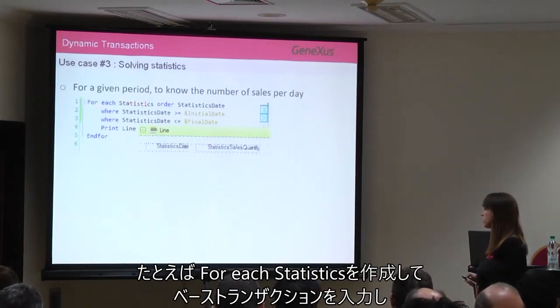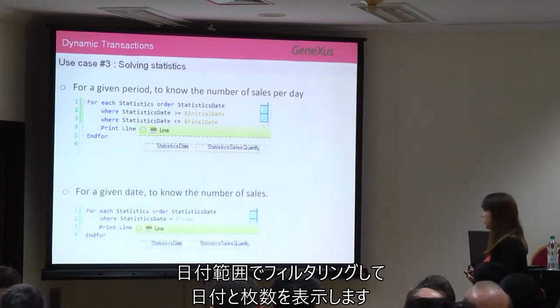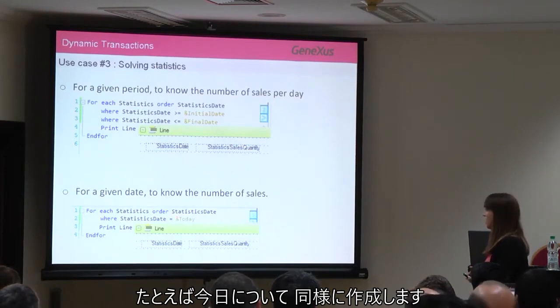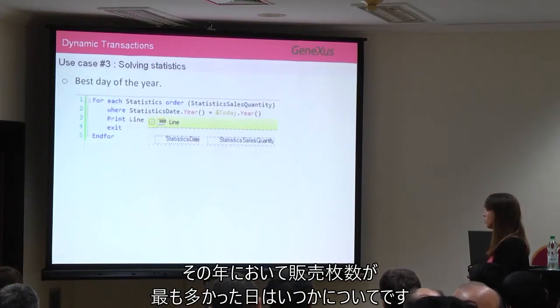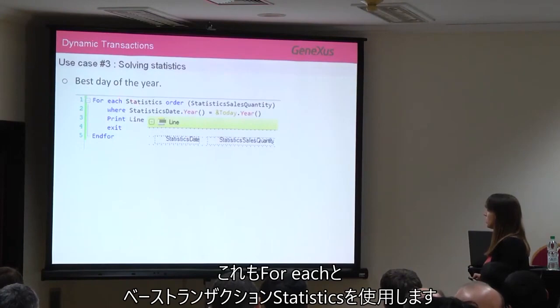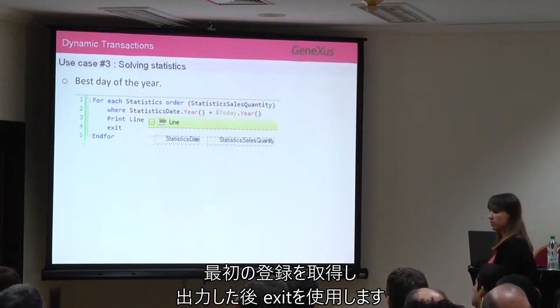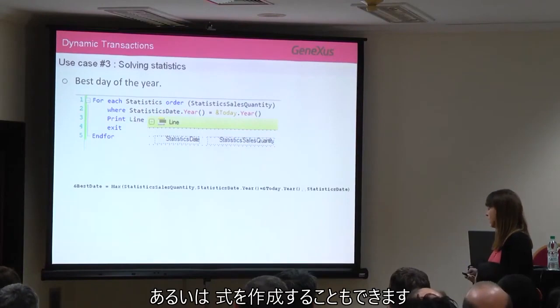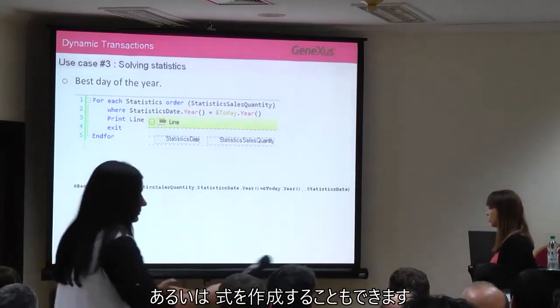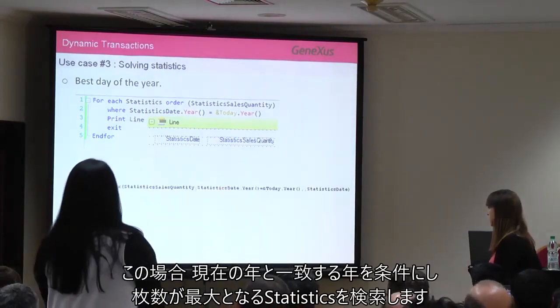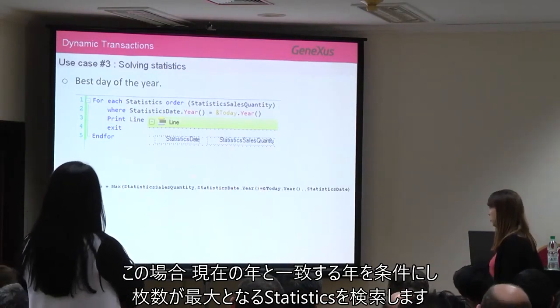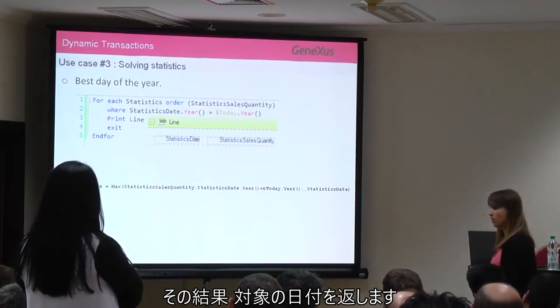For instance, for each statistics, putting in the base transaction, filtering by range and date, and just showing the date and quantity. The same thing for today, for instance. And then when I was asked what the best day of the year was, I'm also doing a for each base transaction statistics. I'm doing it in a descending pattern by quantity, and what I'm filtering is that the year is the same as we have now. I take the first register, exit, and print. Or I could also write out a formula which has a date, and what I'm trying to find is a statistics, provided the year coincides with this year, and I maximize it by quantity, and I return the date.